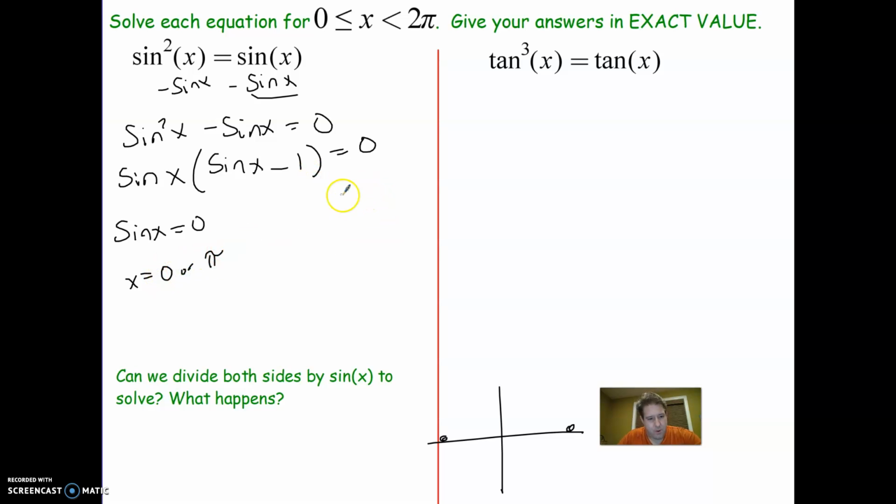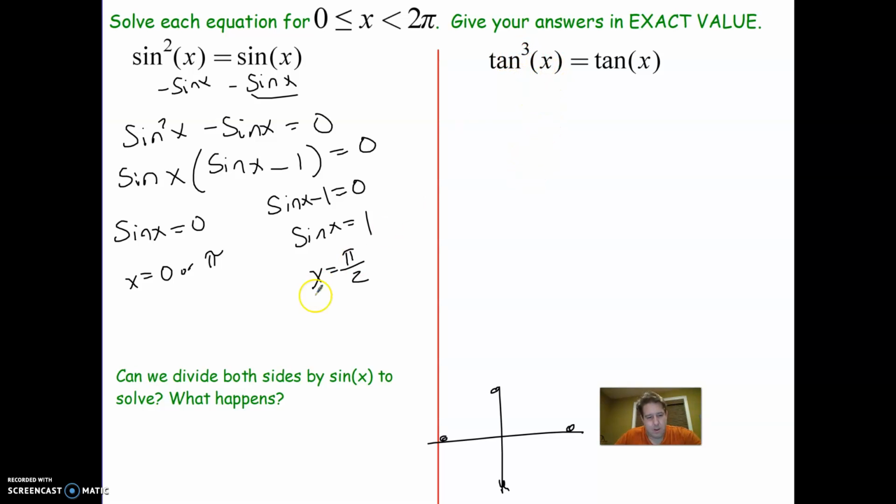And then over here, we've got sine of x minus 1 equals 0. So add 1 to both sides, and you get sine of x equals 1. So when is the height 1? That would be here, so x is pi over 2. Actually, it can't be the other spot because that would be negative 1. So we've got 3 different answers in this case.